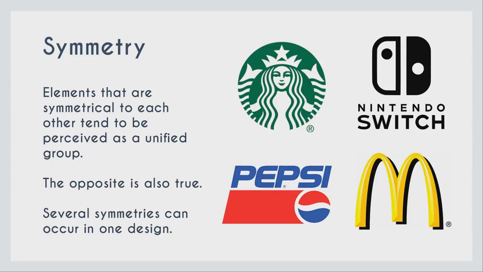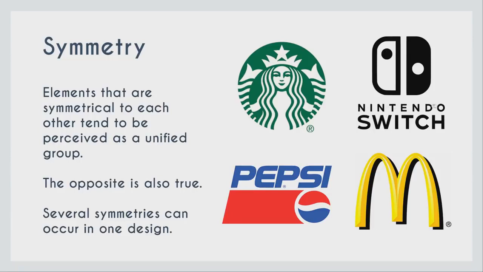Also, a design can have several symmetries. For example, this Nintendo Switch logo. Symmetrical main body shapes of the Joy-Con, similarities in their shapes, anomalies in the positions of the joysticks. Okay? Again, a bit of a gap between this and the logo, so that's proximity.